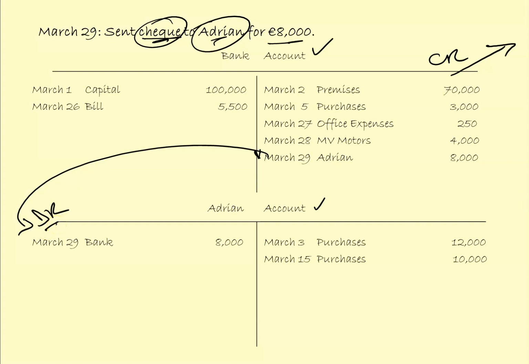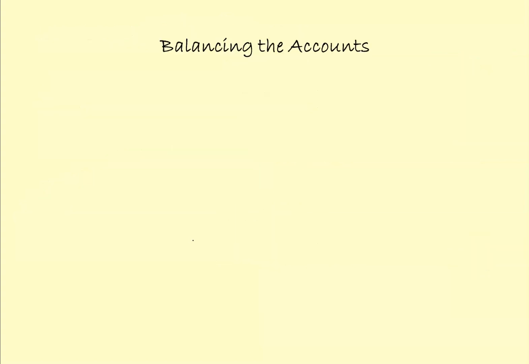March the 29th, bank 8,000. So you can see here we did owe Adrian 22,000, but we've just paid him 8,000. Okay, that completes the double entry bookkeeping. So we move on to balancing the accounts.